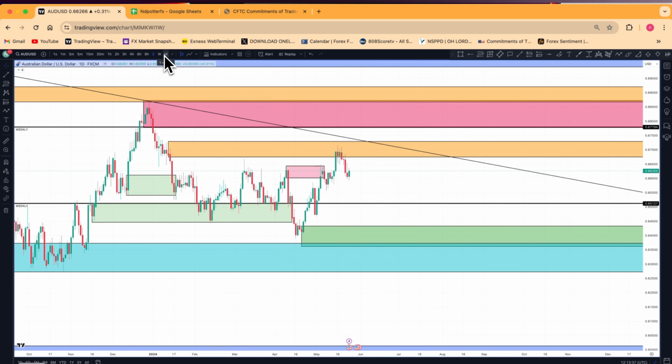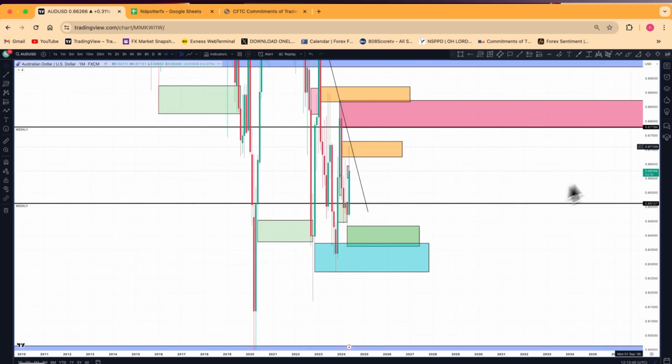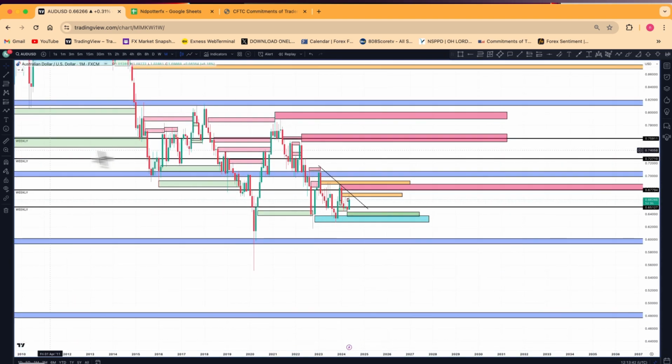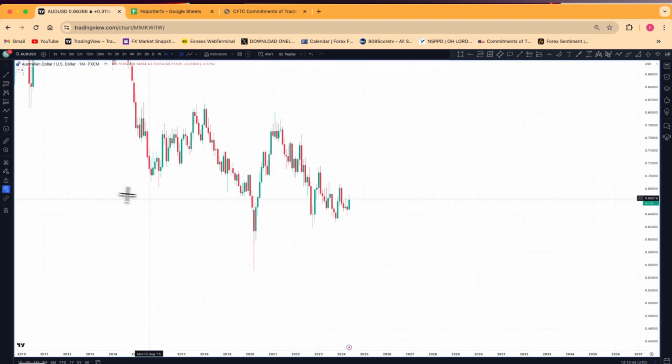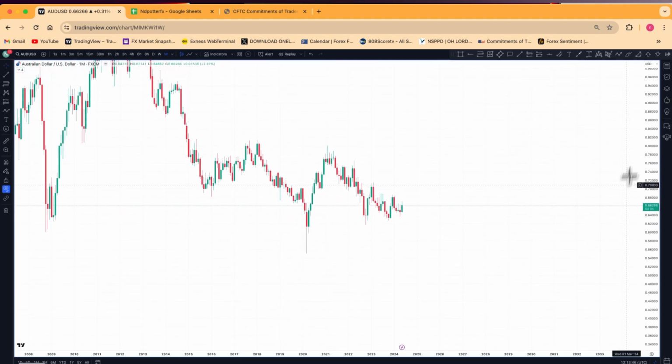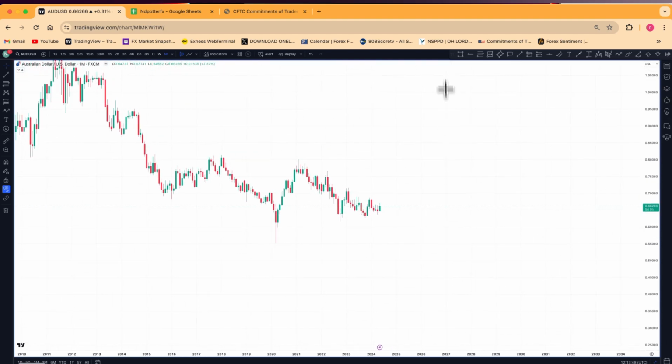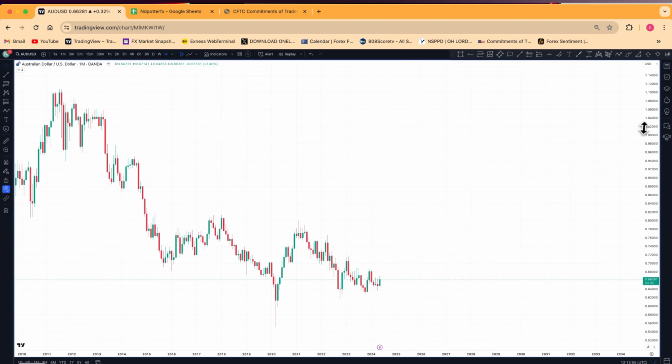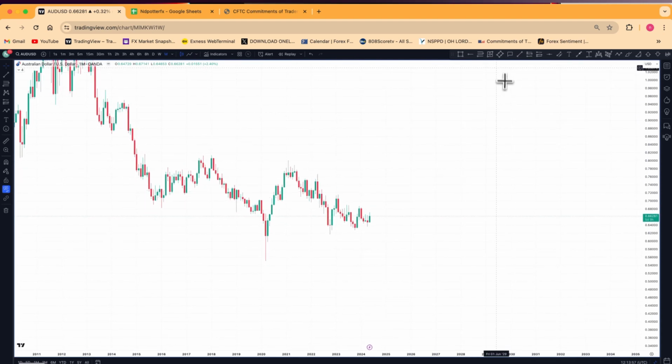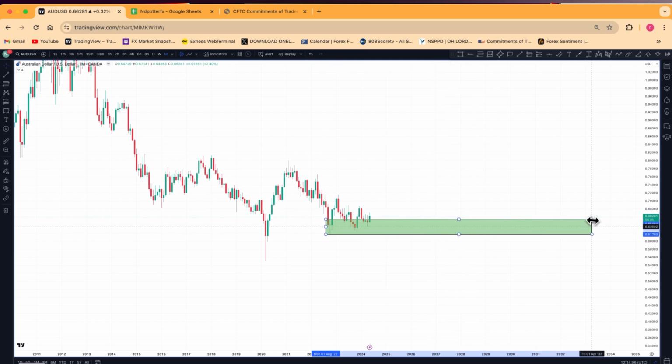And let me switch to my monthly chart. Let me remove all the drawings here. If you look at these monthly charts, sorry, let me use a chart that I've not used before. Let me use this chart here. If you look at this monthly chart, you see there is a monthly demand zone around this area.